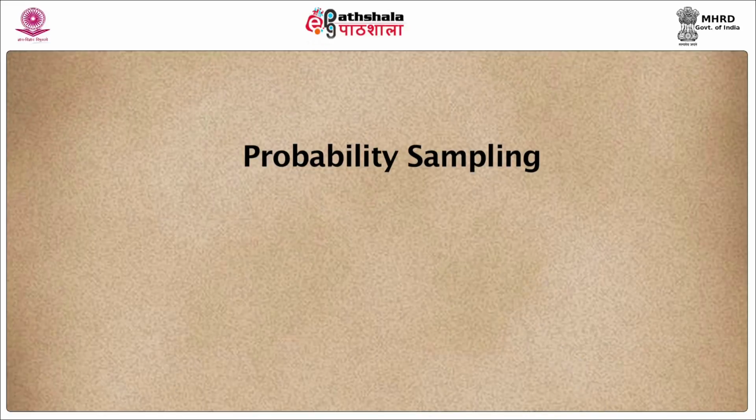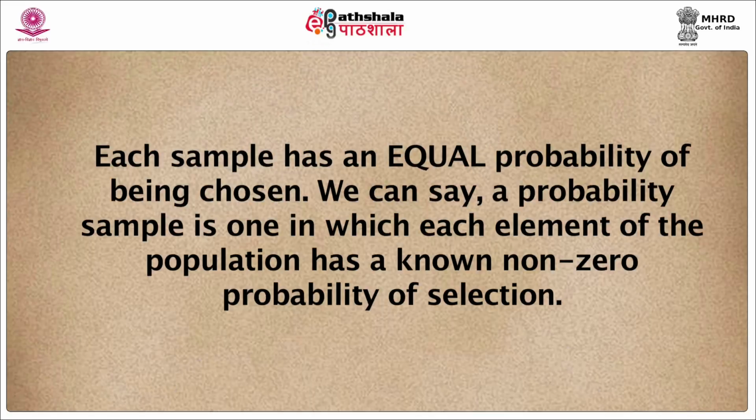Let us begin with the first type of sampling technique, probability sampling. In this technique, each sample has an equal probability of being chosen. We can say a probability sample is one in which each element of the population has a known non-zero probability of selection. For example, there are 500 students in your college. You adopt a method in which all the 500 students of your college have an equal chance to be the participants in your study. This is called probability sampling.